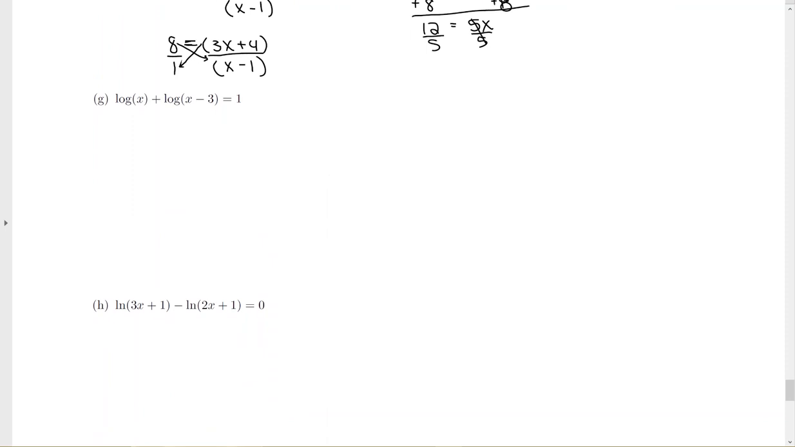Let's come down here to this one. I see a plus sign, so that means I'm going to be multiplying those two arguments together. So x times x minus 3. That's base 10, remember? So log base 10 of, okay, now watch the distributive property here again. x times x, x times negative 3 equals 1.